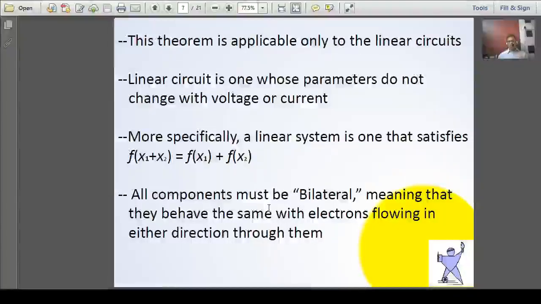While the opposite of bilateral is the unilateral. Example is diode, because the diode conducts only in one direction. The diode conducts current only in one direction, while in the other direction either it doesn't conduct, or the property of the diode changes while conducting the current in the reverse direction. So there are two most important properties the circuit must have while applying the superposition theorem: it must be a linear circuit and the components used in the circuit must be bilateral.